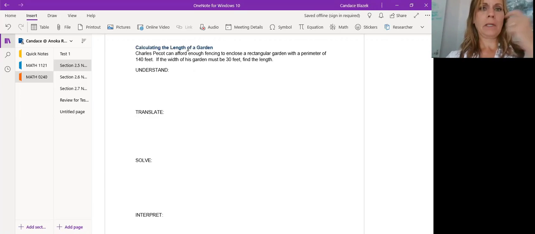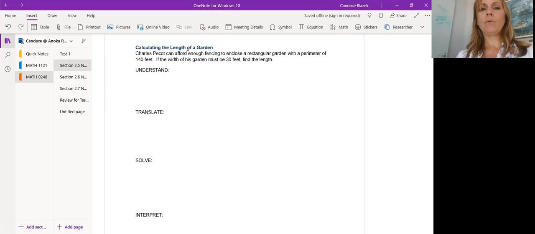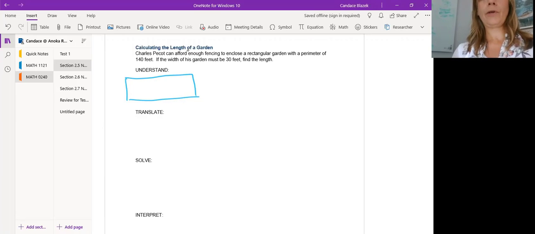So reading this next word problem, calculating the length of a garden. Charles Picot can afford enough fencing to enclose a rectangular garden with a perimeter of 140 feet. If the width of his garden must be 30 feet, find the length. All right, so we need to understand this. And so it looks like Charles can afford enough fencing to enclose a rectangular garden. Okay, so here's my rectangular garden with a perimeter of 140 feet.